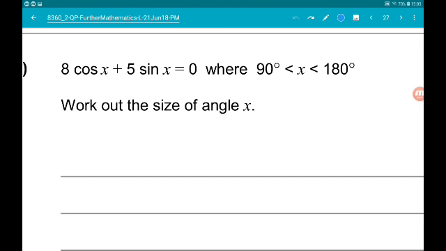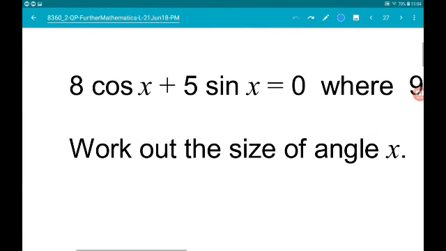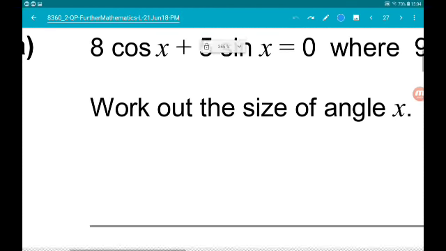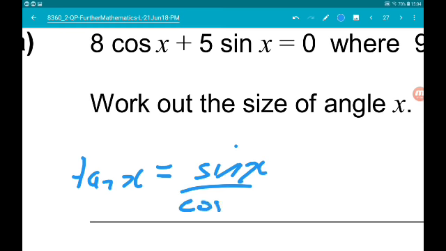Okay, so we are given two trig identities on the formula page. With trig equations, you need to get everything in terms of one trig function. So it's a problem that we've got sine and cos. Now, the identity that we need, well, we could actually use either one, but the easiest one is going to be tan x is equal to sin x over cos x.